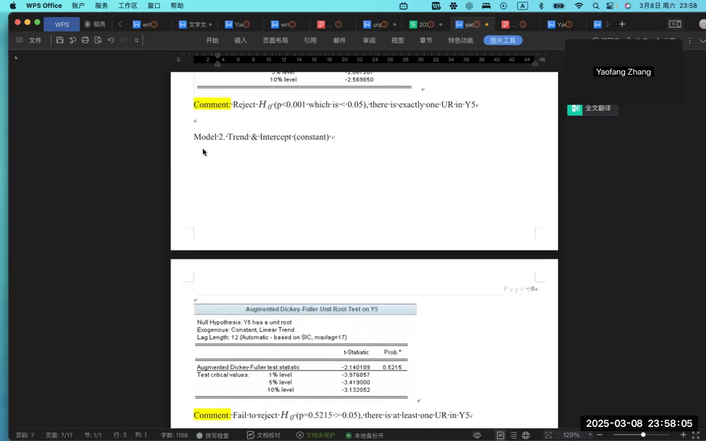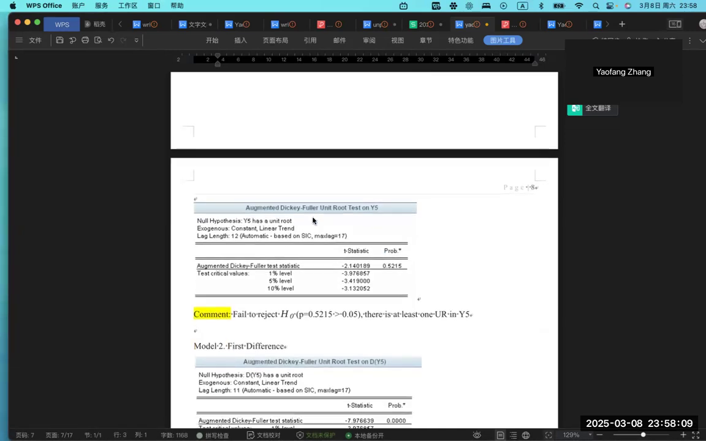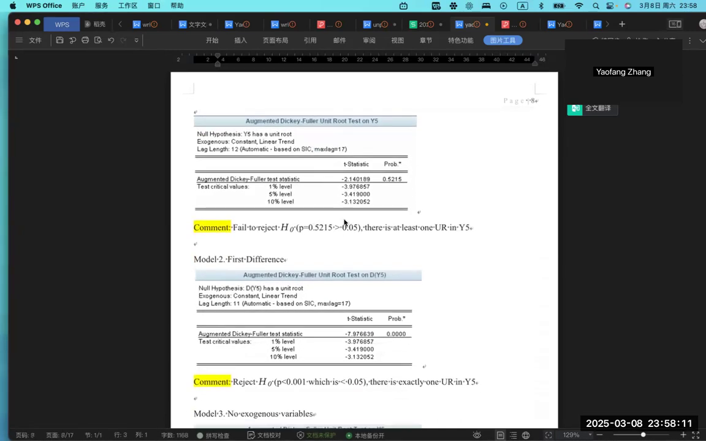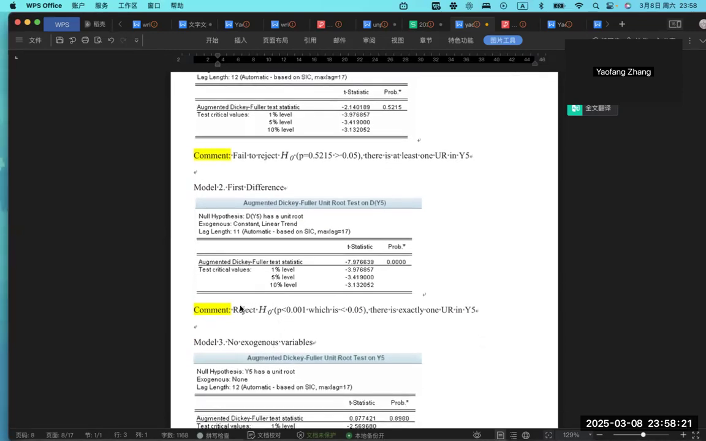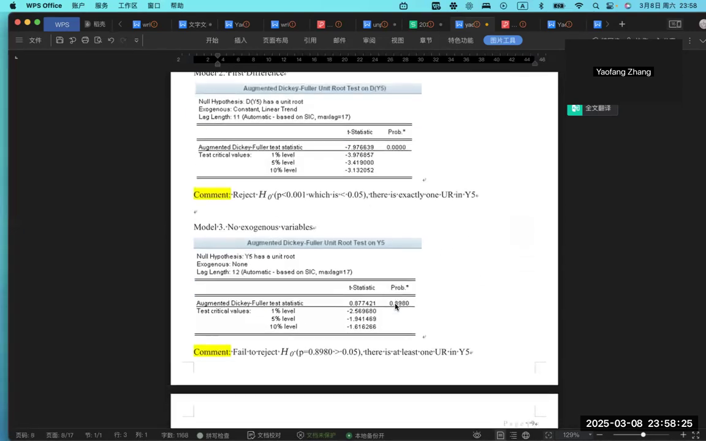Secondly, we use model 2, that is trend and constant. We see the same results. First, we reject the null: there is at least one unit root in Y5. Then we apply first differencing. We reject the null: there is exactly one unit root in Y5.